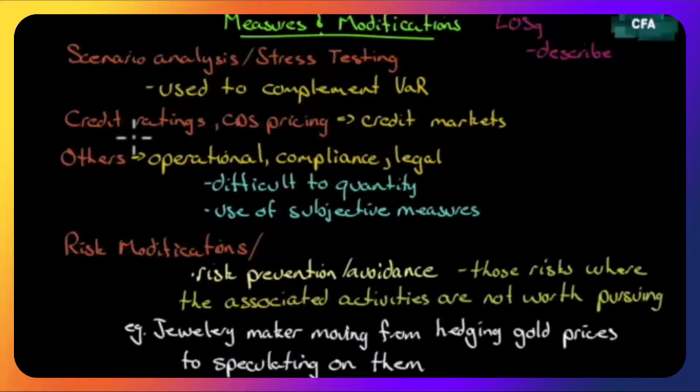In the bond market, credit ratings or credit default swap pricing gives us some indication of what the credit market is pricing in terms of the risk it sees. Other types of risks that you would attempt to measure: operational, compliance, and legal. These are very hard to do. Think about legal for a minute. How would you quantify that?